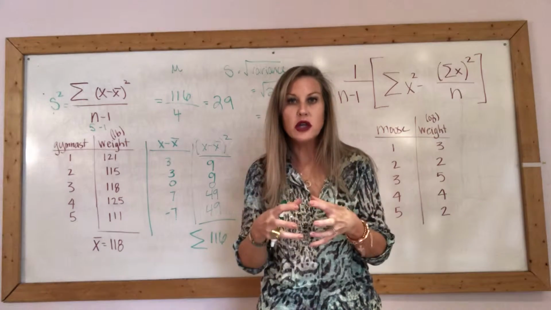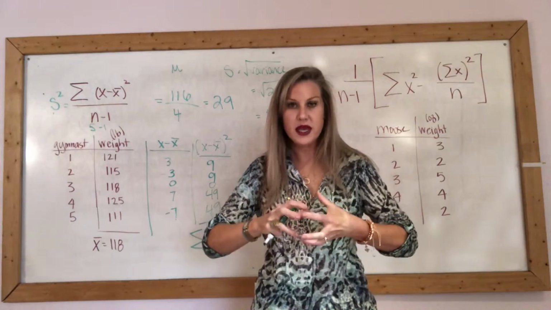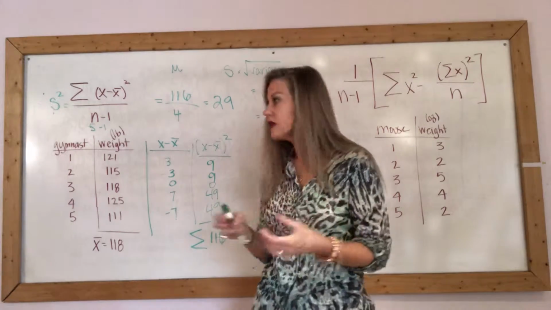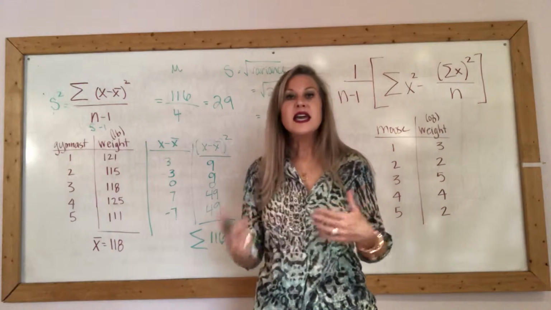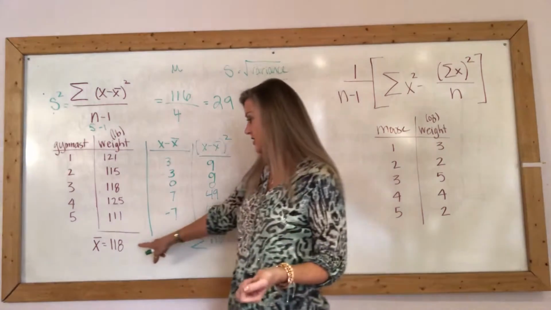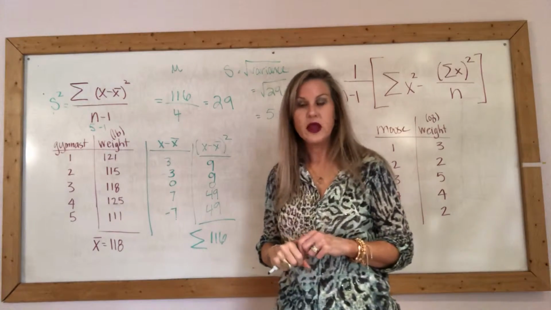That's a small variance. People don't vary much from the mean or the center, which also means a small standard deviation. So that's how you calculate this if you are given or know or can calculate the sample mean, and it's just really convenient to use this formula.